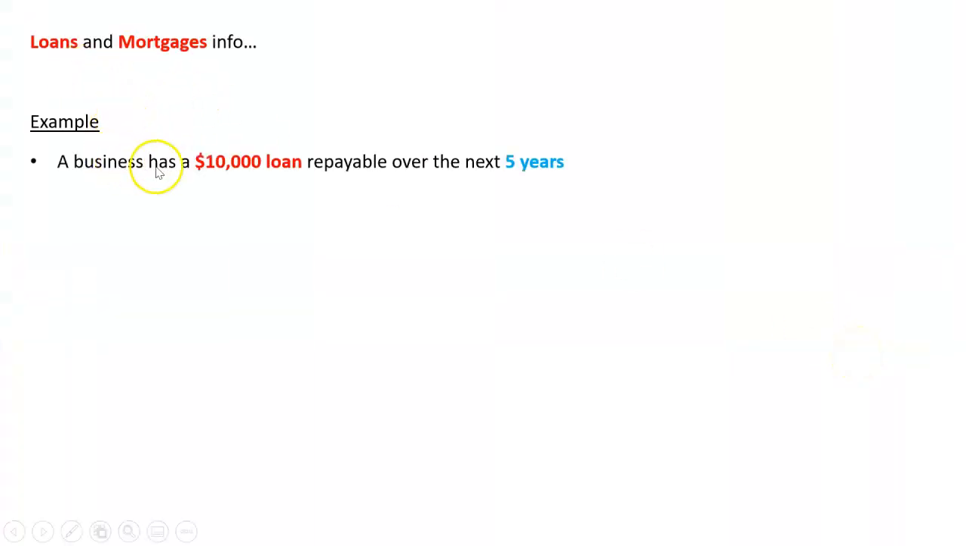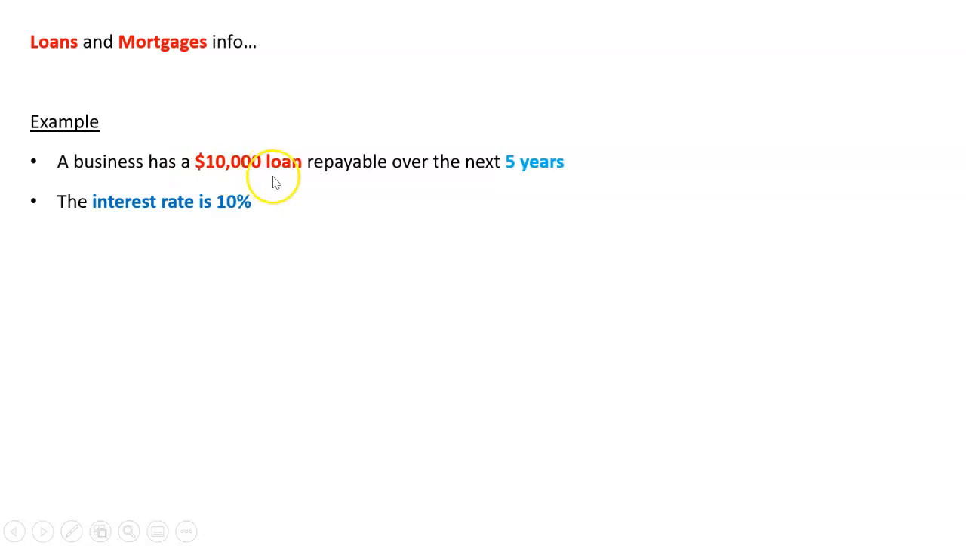A really common liability that we're going to have to classify are loans and mortgages. So let's use an example. Let's say we go and borrow $10,000 and it's repayable in even installments over the next 5 years, and the interest rate is 10%. The first thing to realize with a loan is there's kind of two parts to it.